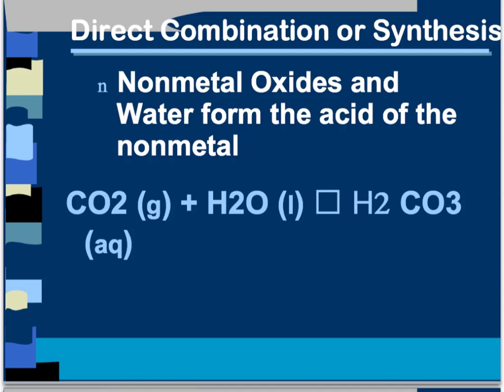The next kind that we need to know is that if we have a non-metal oxide, and here we can see carbon is obviously not a metal, along with its oxygen, and water will form an acid of the non-metal. So again, non-metal, oxygen, water, going to form an acid with the non-metal. Notice we have the H2CO3 here, forming the acid.